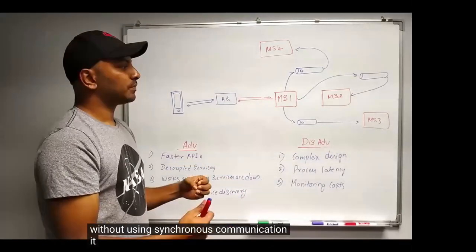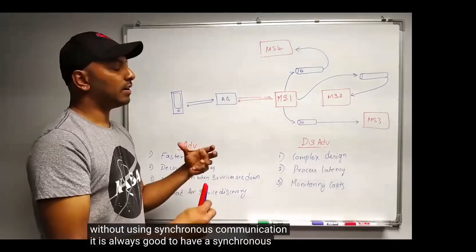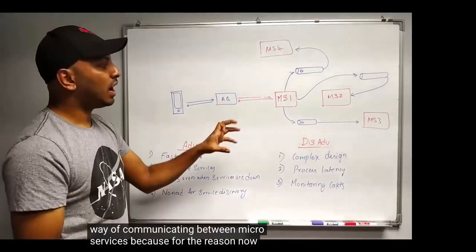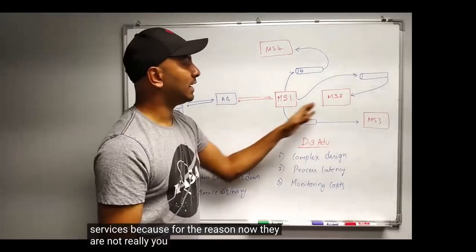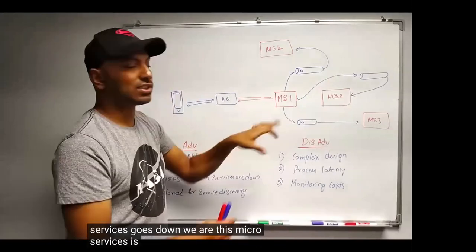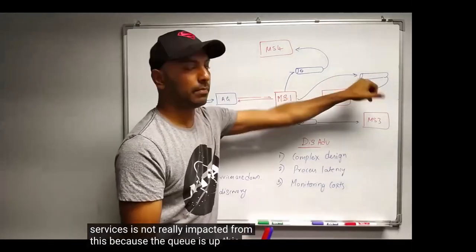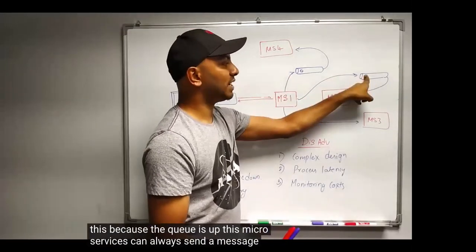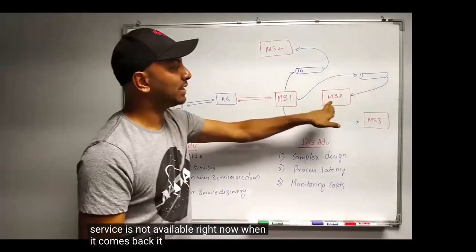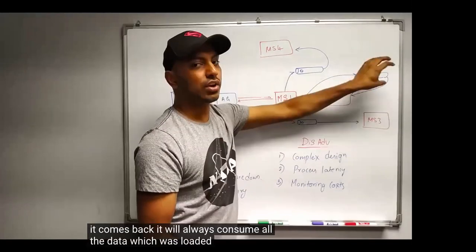It is always good to have an asynchronous way of communicating between microservices, because now they are not really tightly coupled. For example, if this microservice goes down, this microservice is not really impacted because the queue is up. This microservice can always send a message to this queue. Even though this microservice is not available right now, when it comes back, it will consume all the data which was loaded into that queue, and then it executes whatever it's supposed to do.